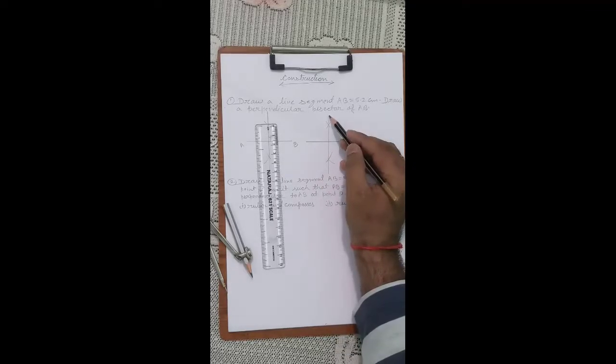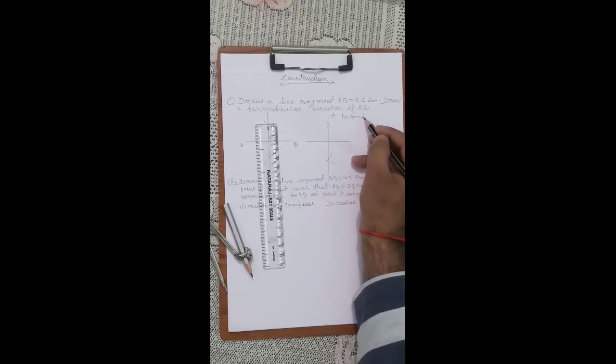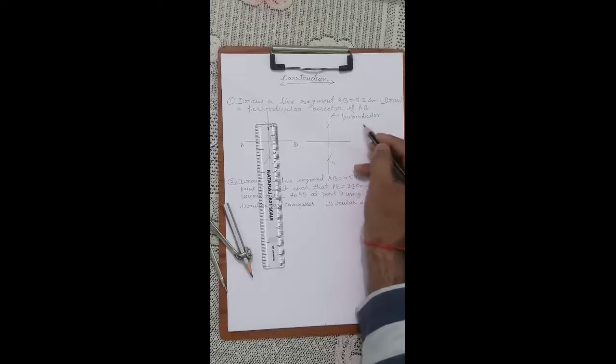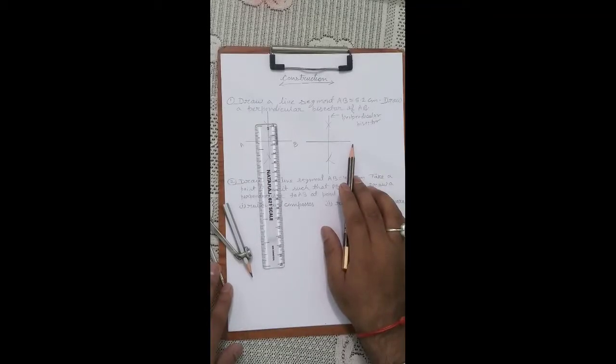Understood? This line will be called perpendicular bisector. Understood how to draw a perpendicular bisector of a given line segment?